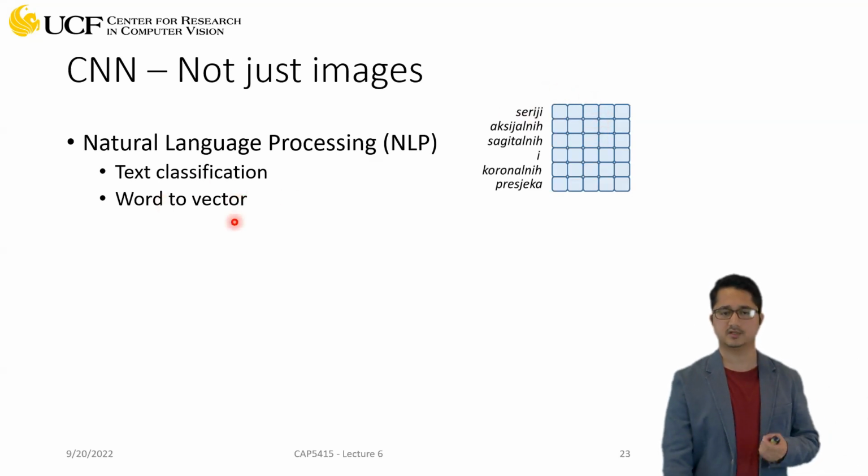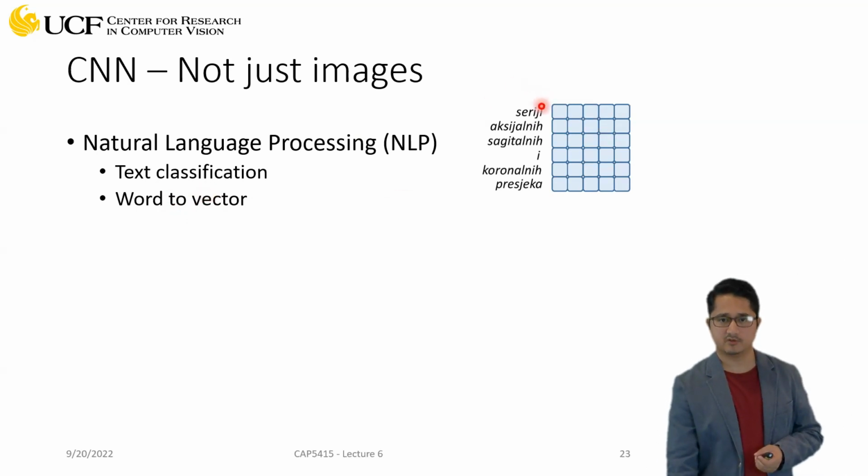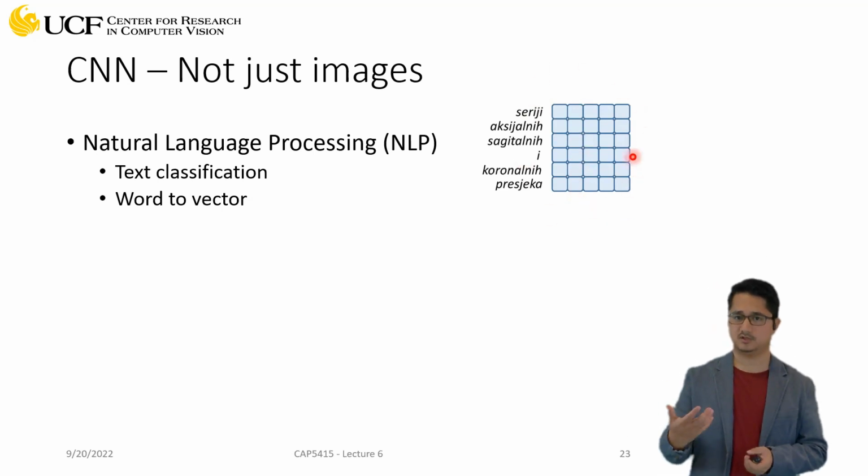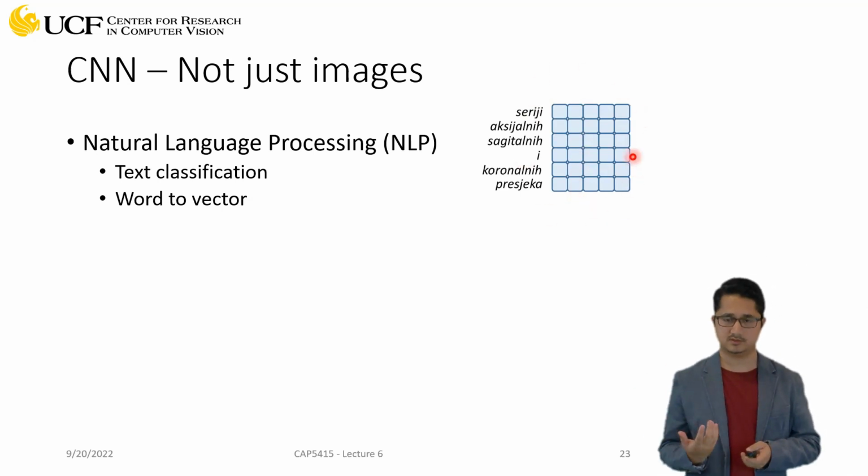So word to vector is one such algorithm which converts each word into a vector, let's say of 300 dimension. Of course, you can have like 100 dimension as well. So you can convert each word into a vector. And for a sentence, if you stack them together, that's going to give you a matrix. And if this is a matrix, you can use CNNs.